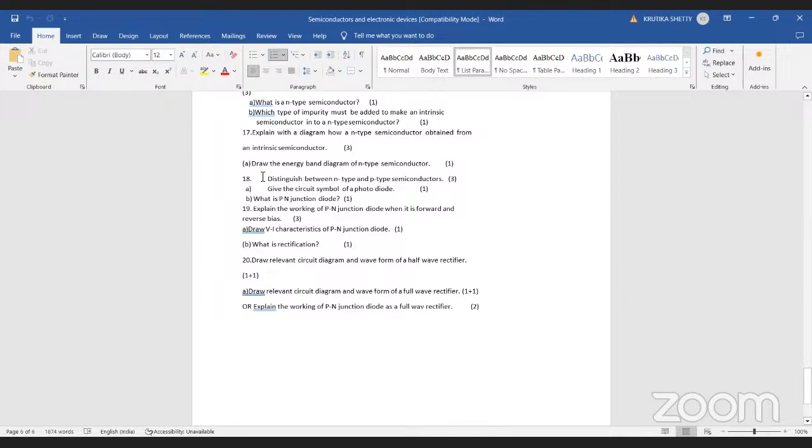Then next here we have question number 18. Distinguish between n type and p type. Already we have discussed it, I will not say it again. Give the circuit symbol of the photodiode. This is also something we have discussed in the last class.